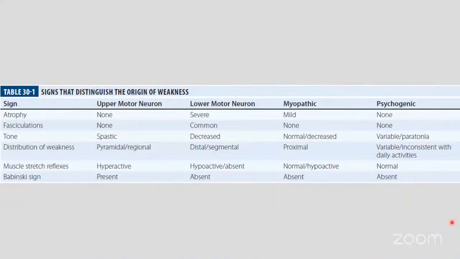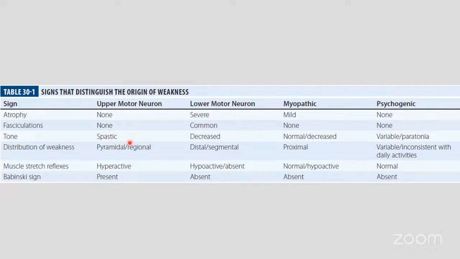Signs which help us differentiate the origin of weakness. Muscle atrophy is usually absent in early stages of UMN lesions. In late stages of UMN lesions, there can be some atrophy, while in LMN lesions, in the early as well as in the late stages, there is severe atrophy of the muscles. In lesions of muscle, there might be mild atrophy in the initial stages, but in later stages, there can be severe atrophy. Fasciculations are common in LMN lesions, especially with lesions of the anterior horn cell and peripheral nerve.